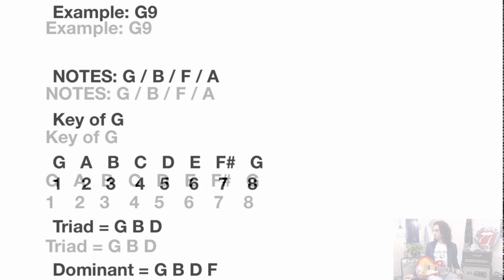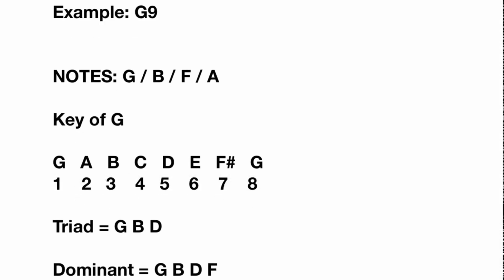Okay, now let's move on. Okay, so here's where we got our dominant chord from. We had the triad plus that flat 7. Okay, so you have G, B, D, and F. Right, F was our flat 7, which made it the G7.